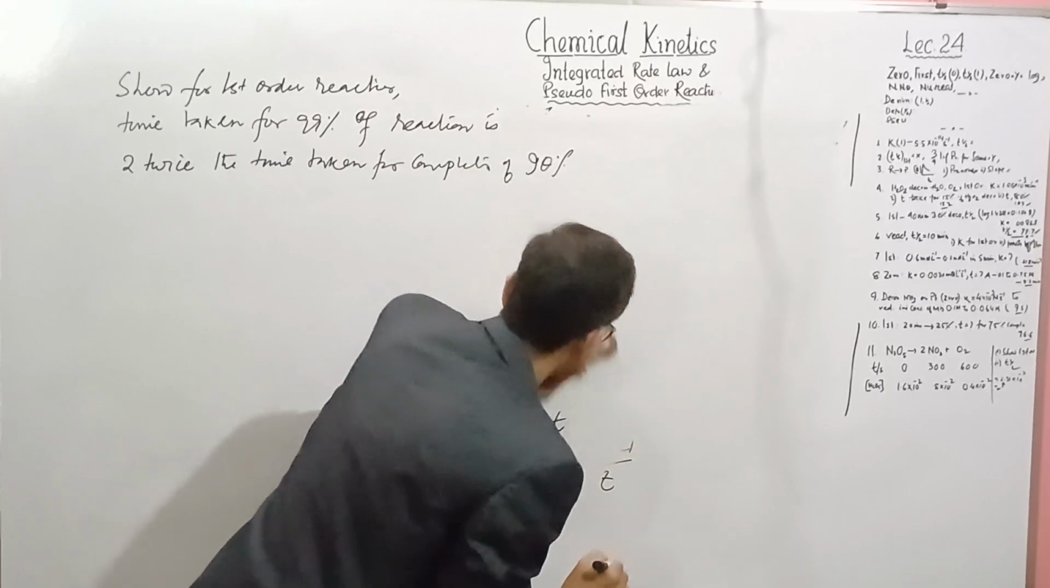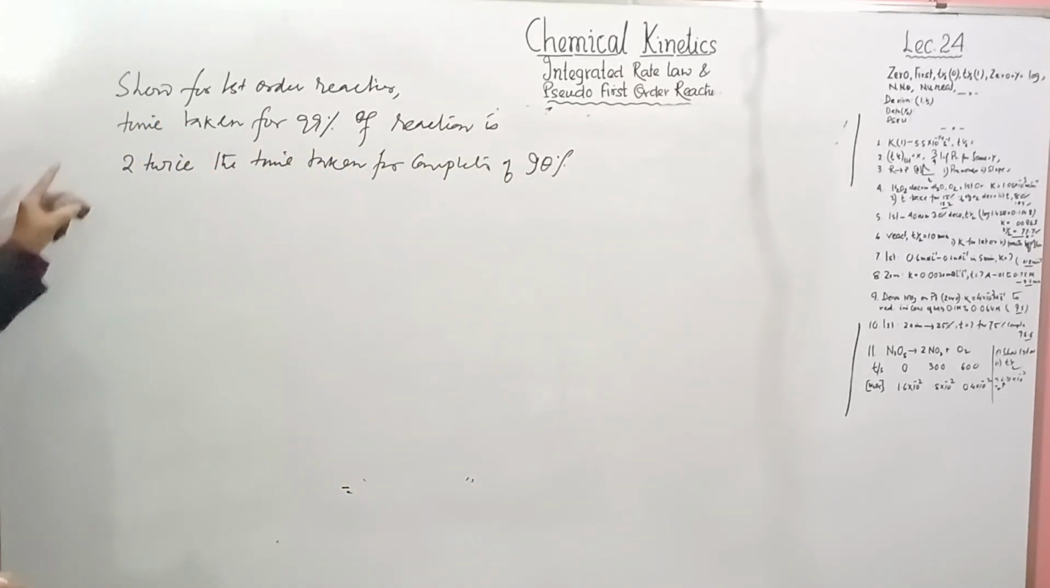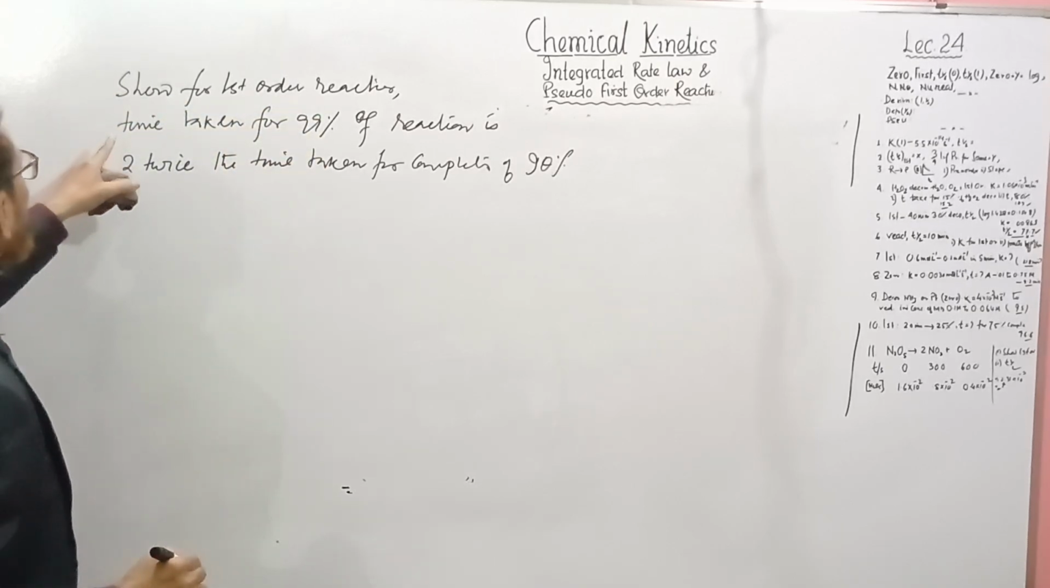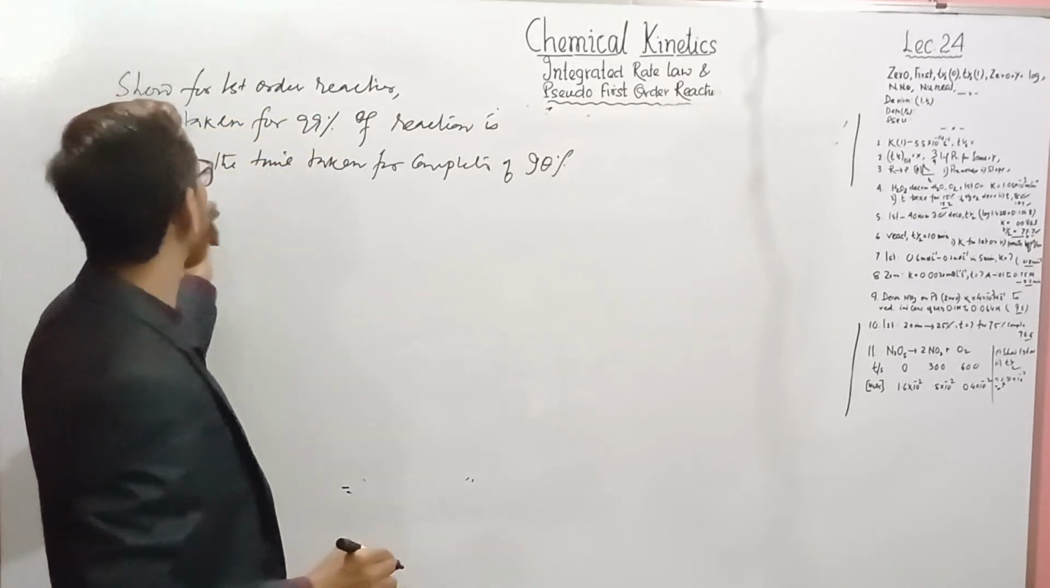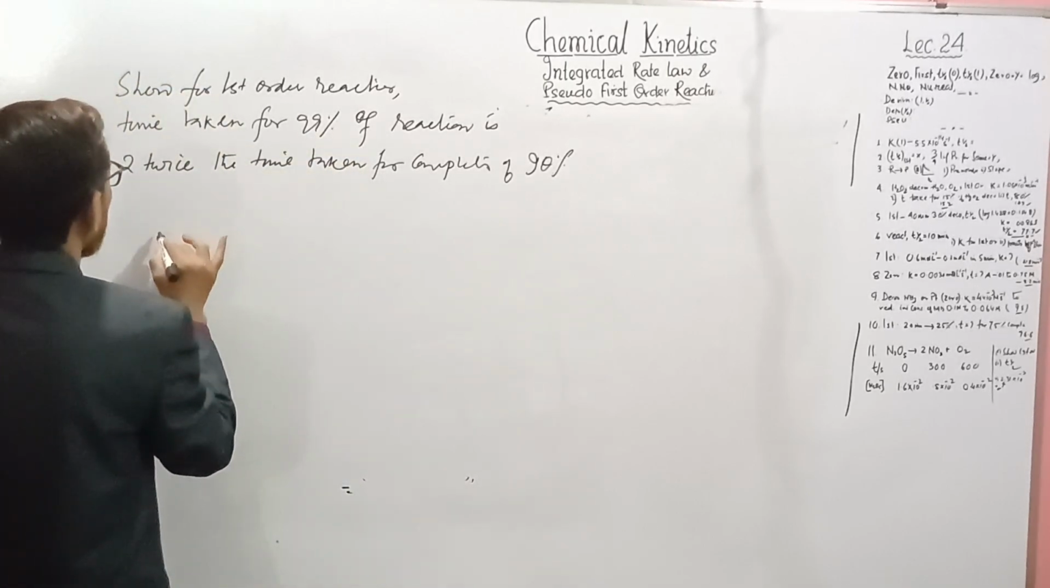I am not writing the exact question. What I recall, I am just writing. So for a first order reaction, the time taken for 99% of the reaction is twice the time taken for completion of 90%. Now what is 99%?